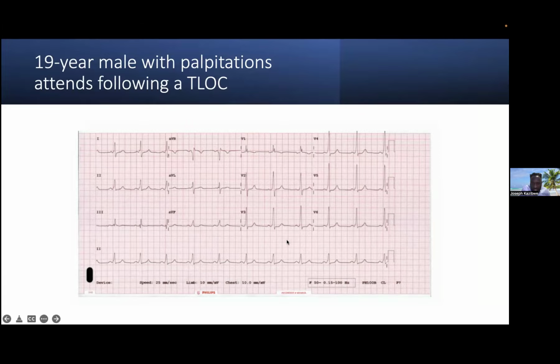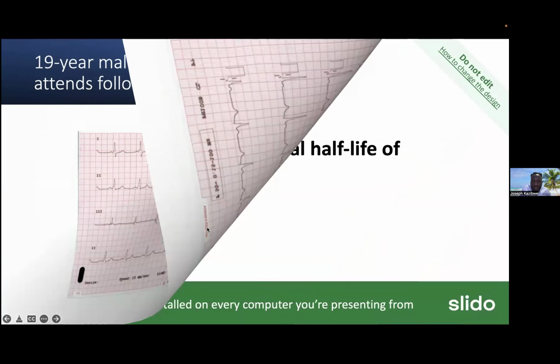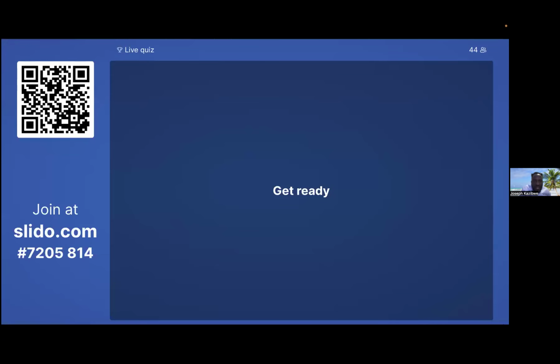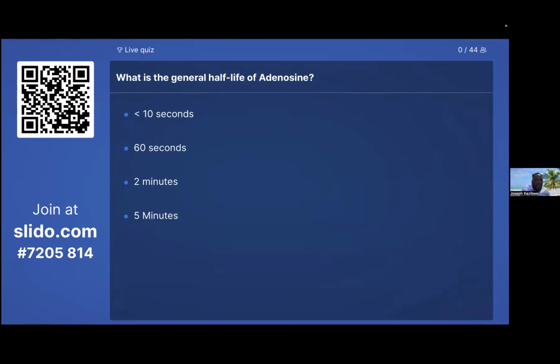We can see the ECG in sinus rhythm, but you can see there's a short PR and potentially a delta wave there. So this is going back to accessory pathways. Again, question: what is the general half-life of adenosine? I'll give it 10 seconds because you either know it or you don't.